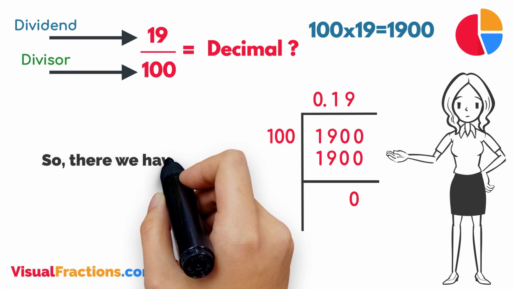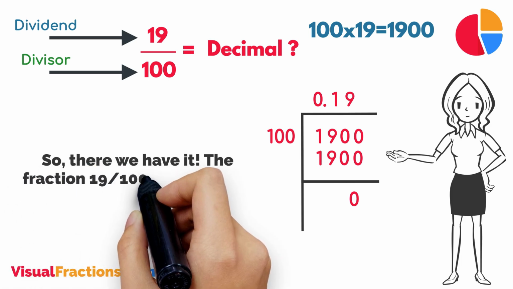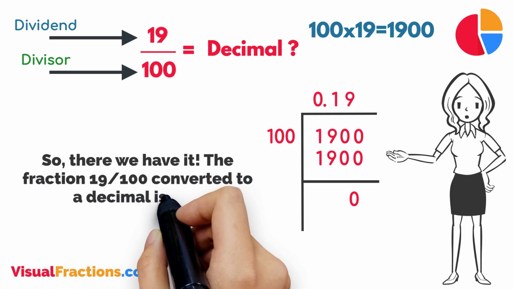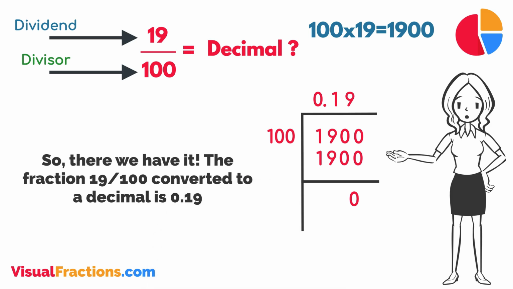So, there we have it. The fraction 19/100ths converted to a decimal is 0.19. This conversion process demonstrates a straightforward method to understand and represent fractions in decimal form.